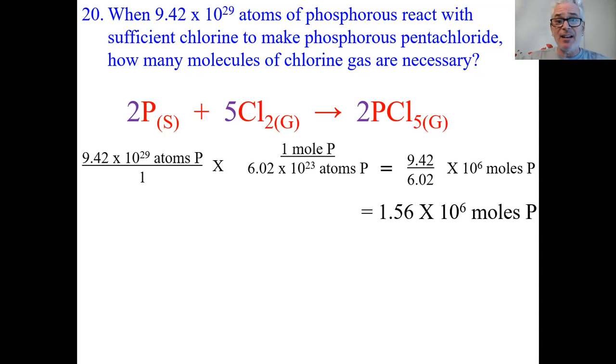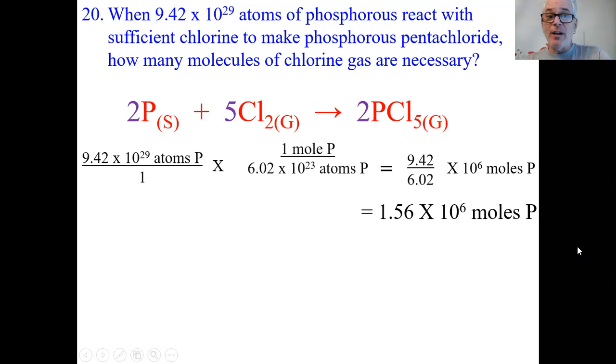10 to the 6, that's a big number, right? We're going to have, well, that's like we have 6 zeros. It's 156 plus 5 more zeros. We're going to 1.5 million moles. This is crazy. This is a math problem, though. Yeah, it's a lot of phosphorus.